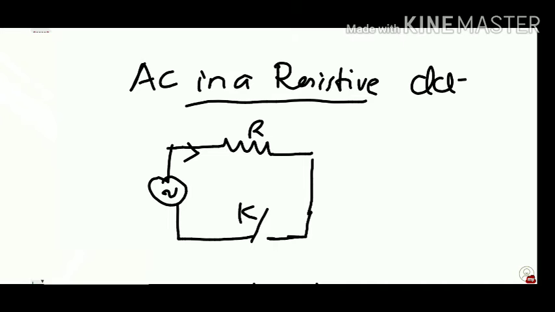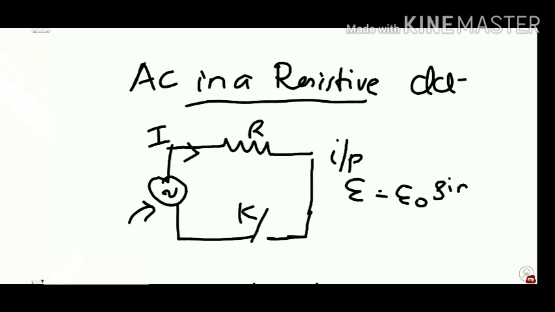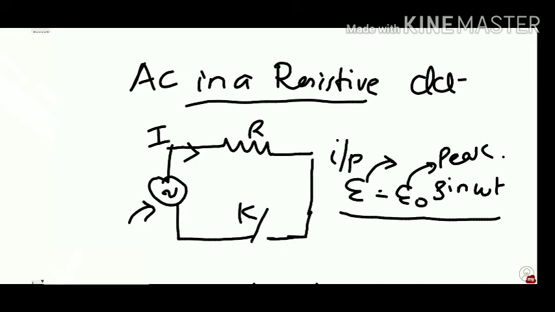Due to the supply, say current I is flowing through the resistor. So this is your input. Let's say that input I am taking as voltage, given by epsilon is equal to epsilon naught sine omega t. This much we have learned earlier. In this expression, epsilon naught is the peak voltage of the AC, whereas epsilon, which you have written, is called the instantaneous voltage. Instantaneous means the EMF or voltage at the time interval t.